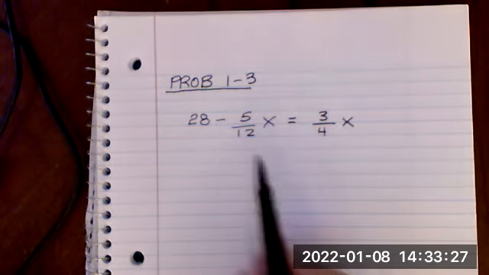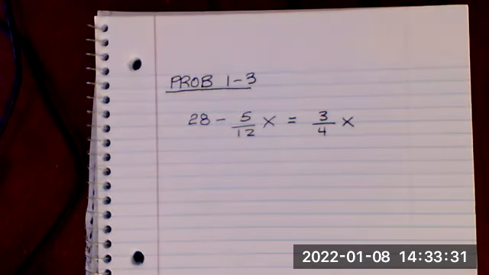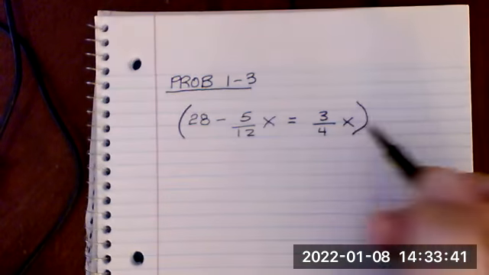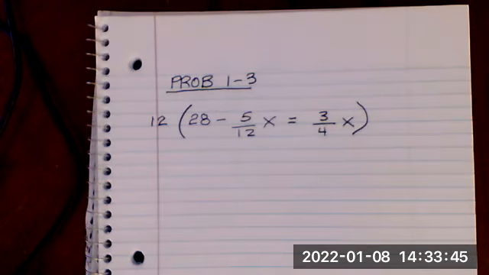We need to eliminate the denominators. And one thing that we can do is multiply through by 12. Okay, so 12 times 28.